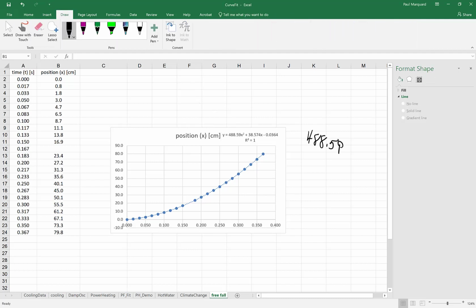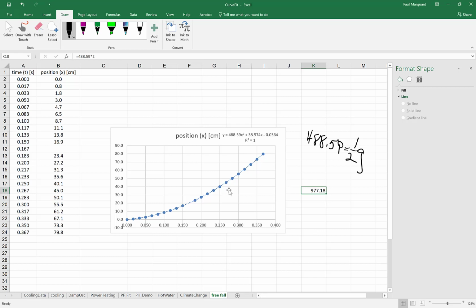488.59, that's the coefficient of t squared. That's going to equal 1/2 g, the acceleration due to gravity, because this is undergoing free fall. And so if I said, well, let's take 488.59, and I'm going to multiply that by 2. This should be the acceleration due to gravity. And I get 977.18, which is pretty close to the 980 centimeters per second squared, which would be the acceleration due to gravity where this experiment took place.